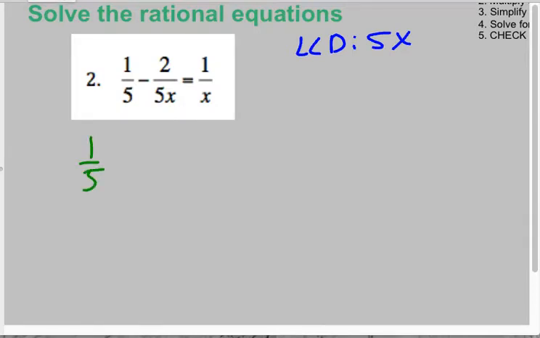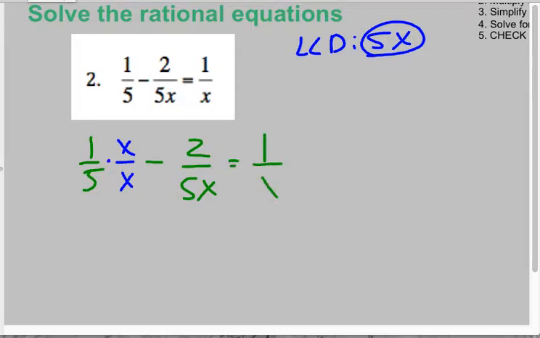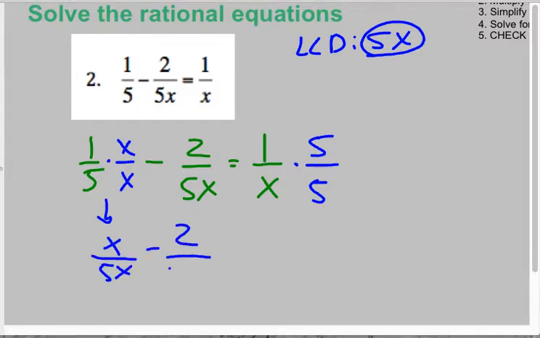Okay, I need a common denominator of 5x. So I'm going to have to multiply top and bottom by x here. Minus the next term, 2 all over 5x. Well, we already have a common denominator of 5x here, so we don't have to multiply that by anything. Equals 1 over x. Well, we already have an x, but I'm missing the 5, so I'm going to have to multiply by 5 over 5. What I end up with is x all over 5x minus 2 all over 5x equals 5 all over 5x.